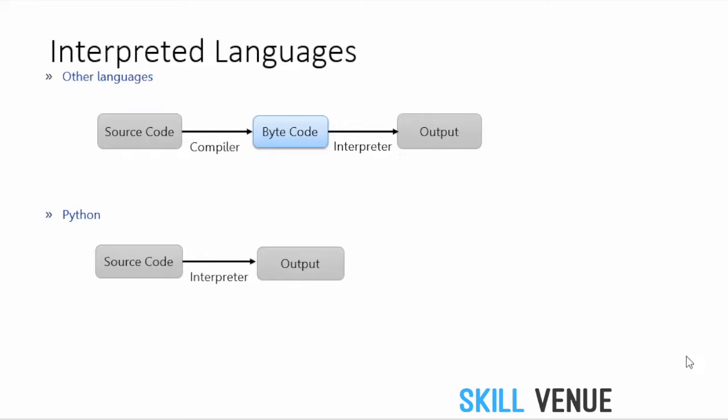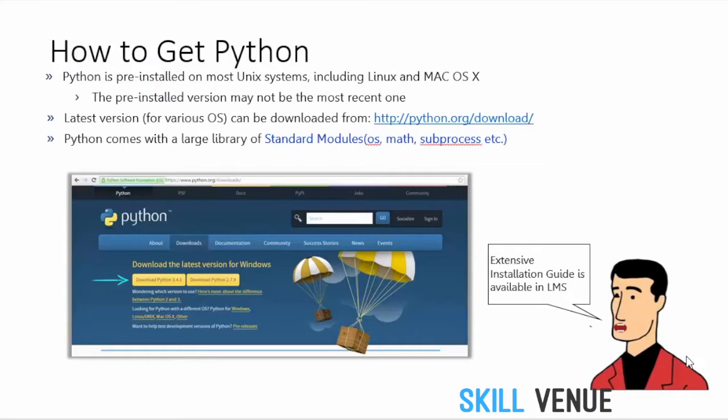Python is an interpreted language, so it makes a lot of difference between other languages and Python. In other languages you need to compile it and then interpret it. Here you need not compile, so automatically it will be interpreted. So that's another beauty that you have in Python.